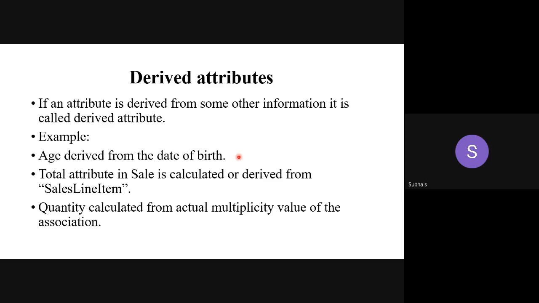Now, related to that, in attributes we have a similar concept called derived attributes. We derive a particular attribute from some other attribute. A very simple and easy example is age. I can calculate age only if I know the date of birth. Age is an attribute, and date of birth is also an attribute. Here age is called the derived attribute.